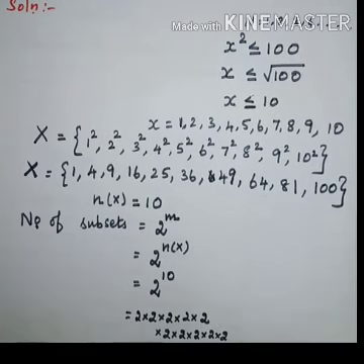Number of subsets is 1024. 2 2s are 4, 4 2s are 8, 8 2s are 16, 16 2s are 32, 32 2s are 64, 64 2s are 128, 128 2s are 256, 256 2s are 512, and 512 into 2 is 1024.